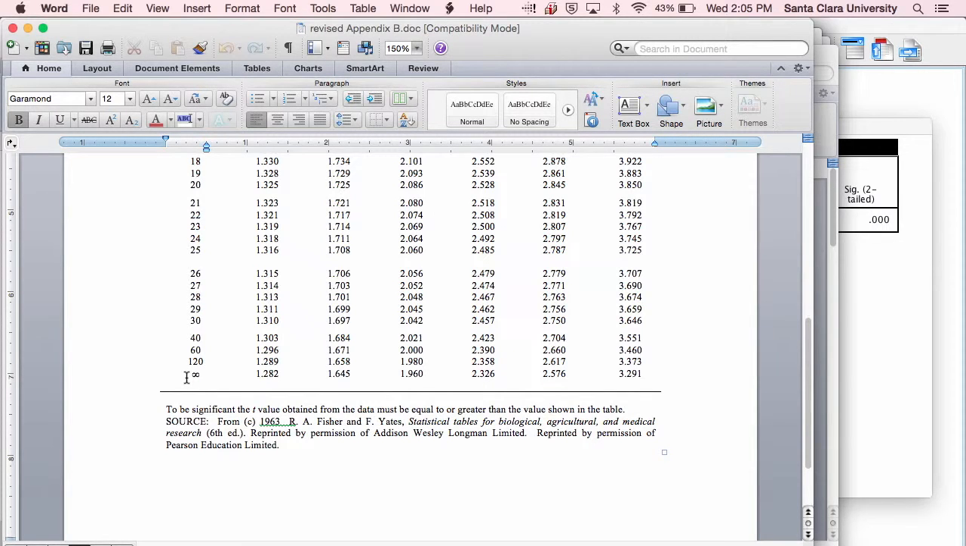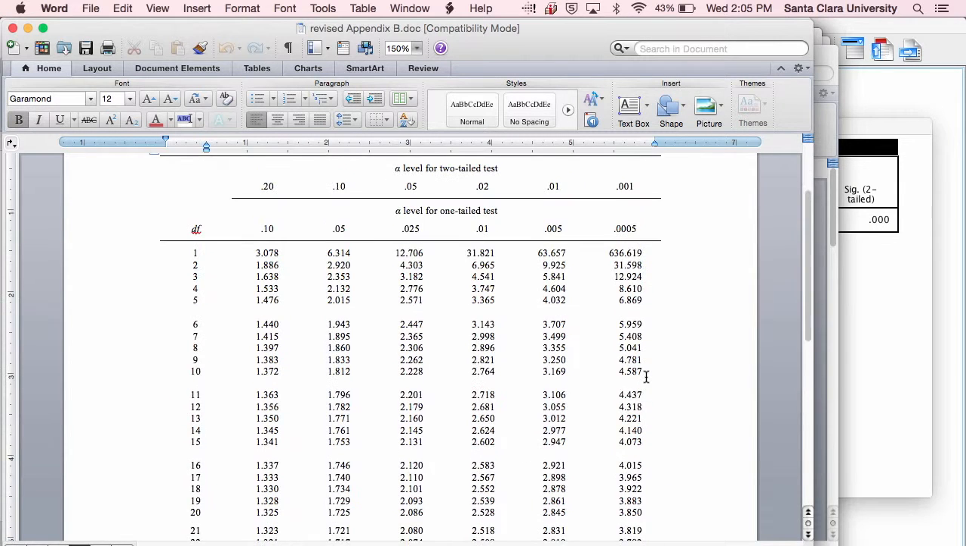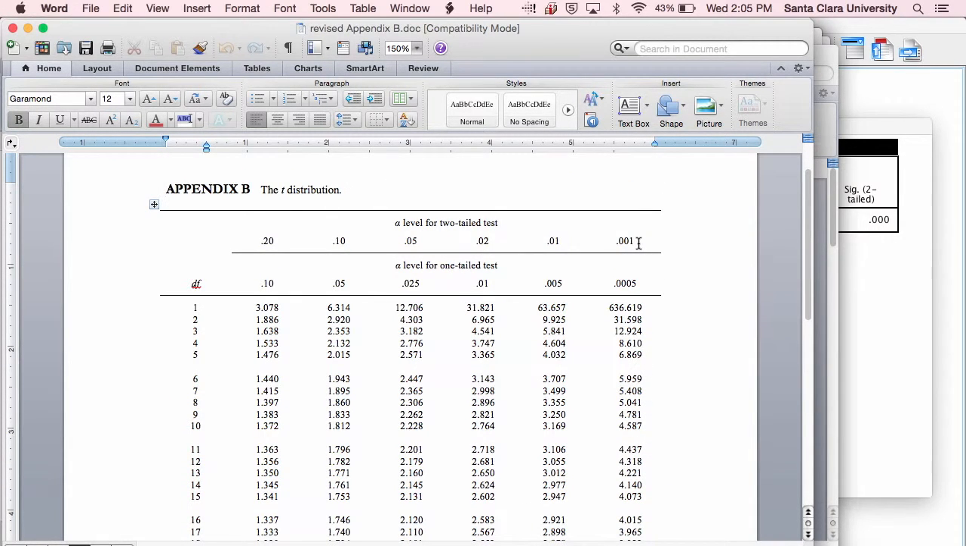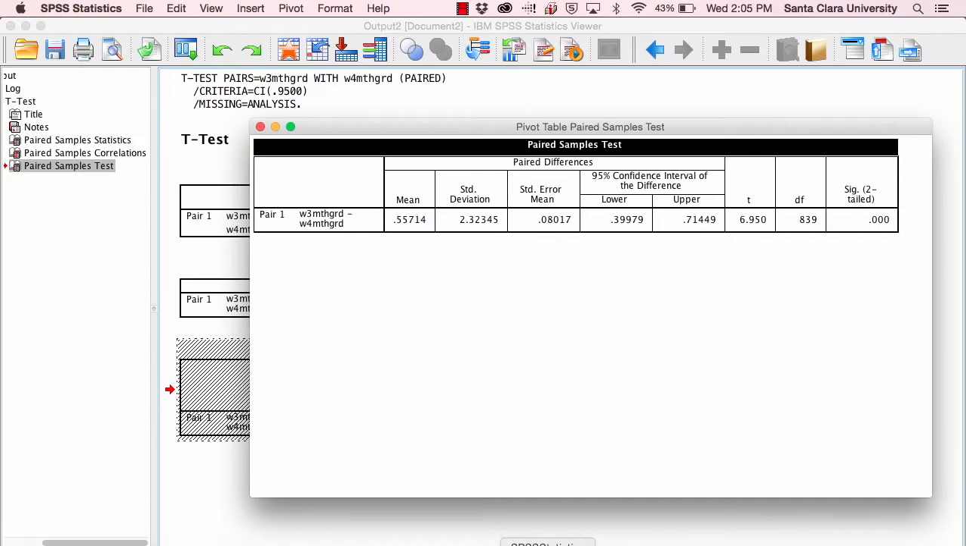And remember, our t-value was over 6.00, and the largest critical t-value that we get in this appendix for this degrees of freedom is 3.291. And the probability of getting that t-value, 3.291, by chance is 0.001. So the probability of getting our t-value of 6.950 by chance is even less than 0.001, which makes sense. So we've got a highly statistically significant difference.